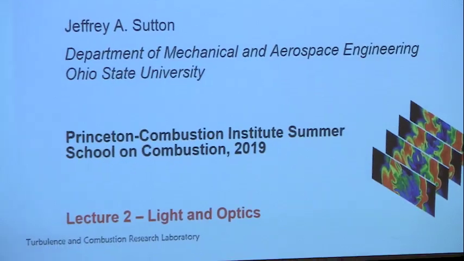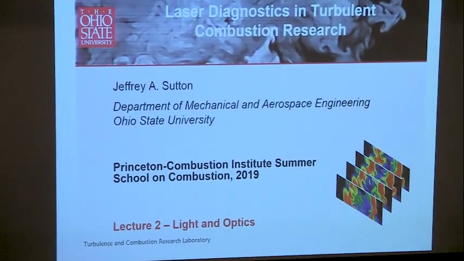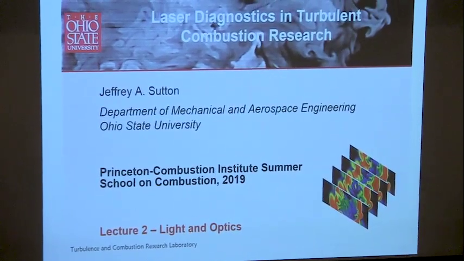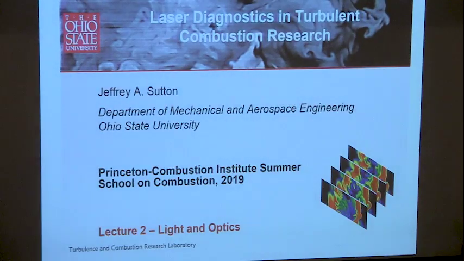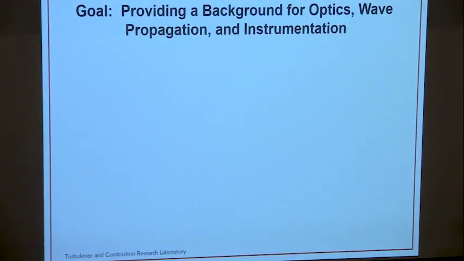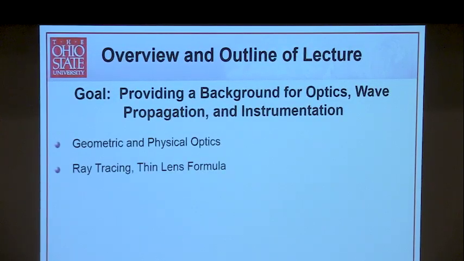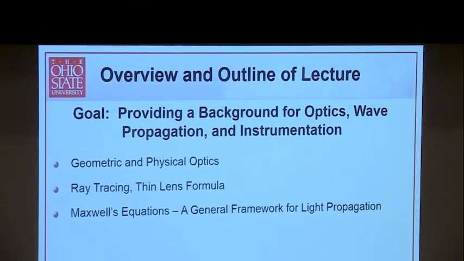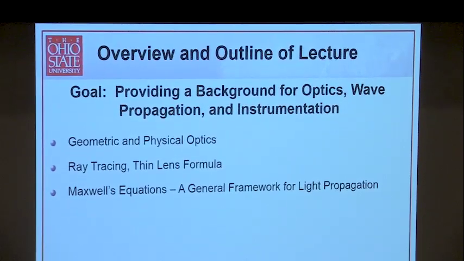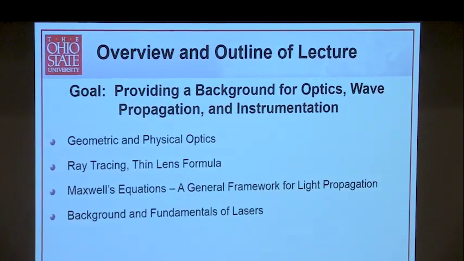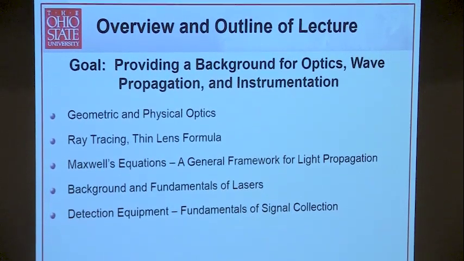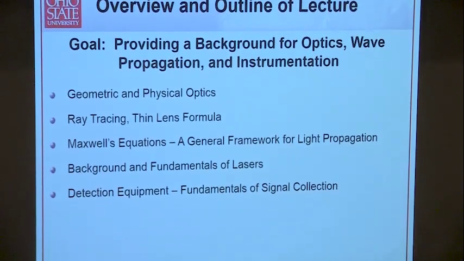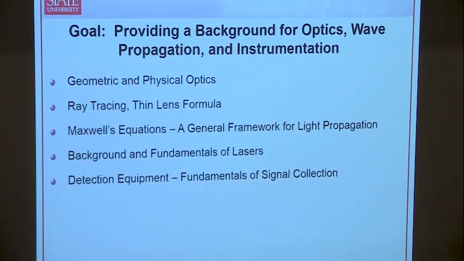And again, this isn't a physics course, so I'm trying to give, hopefully, an overview of where the interaction of light and matter comes from. Okay, so let's start. The goal is to provide a background. We're going to discuss geometric and physical optics, ray tracing, the thin lens formula. Many of you have seen these. Maxwell's equations, which provide a general framework for light propagation. Background and fundamentals of lasers. We'll talk a little bit more about detection equipment, at a deeper level.